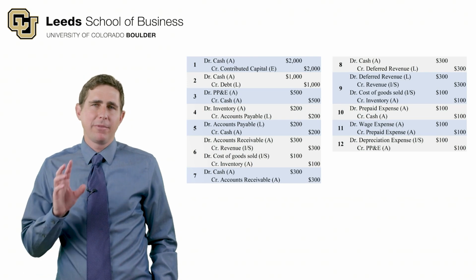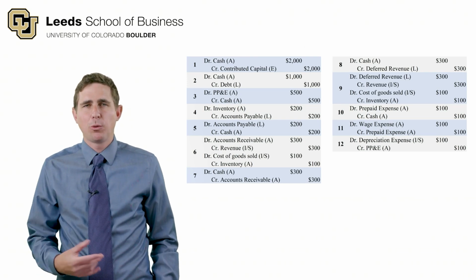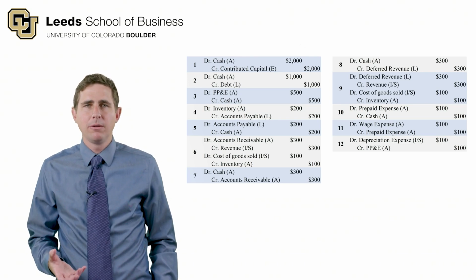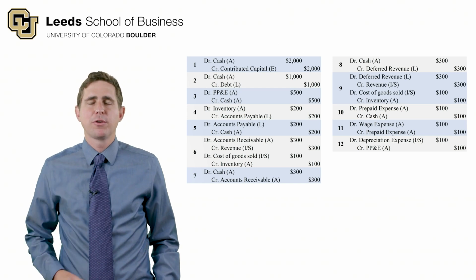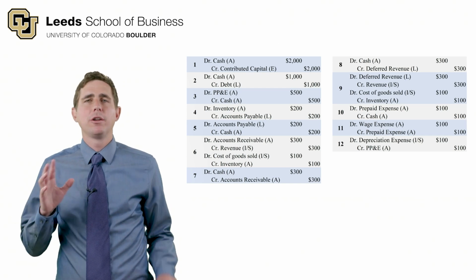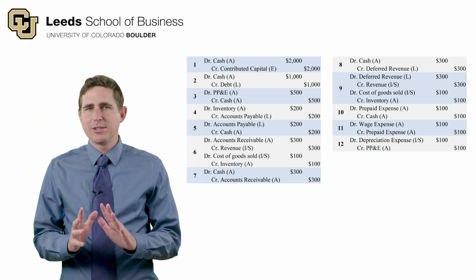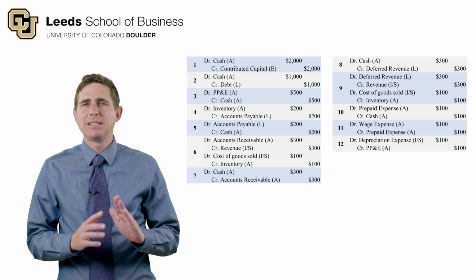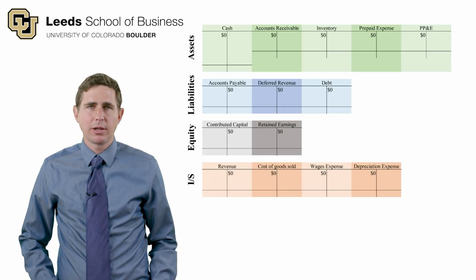So remember, these are our journal entries. Our 12 transactions occurred during the year and we recorded journal entries for those transactions. Now all we're going to do is track and summarize these journal entries into the respective T accounts. So let's take a look here.